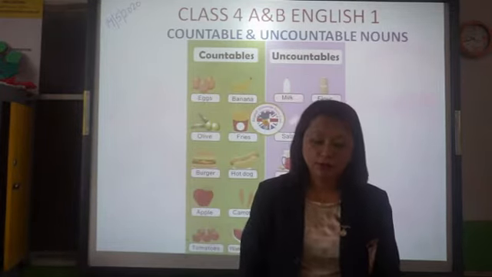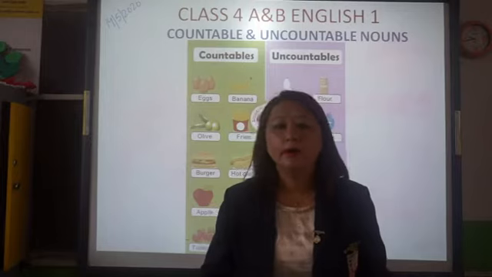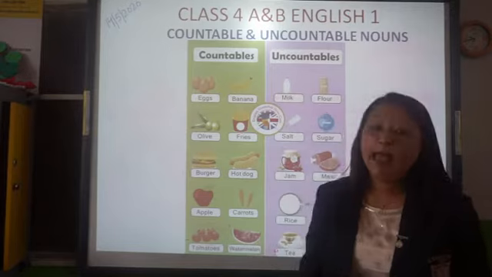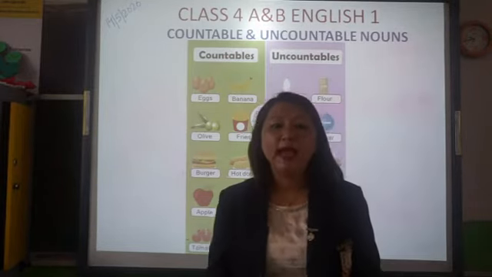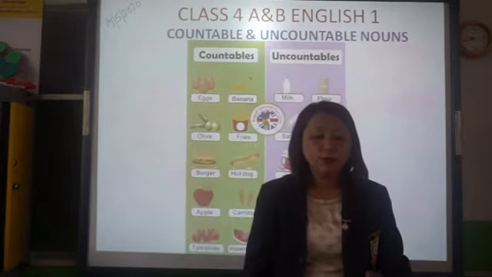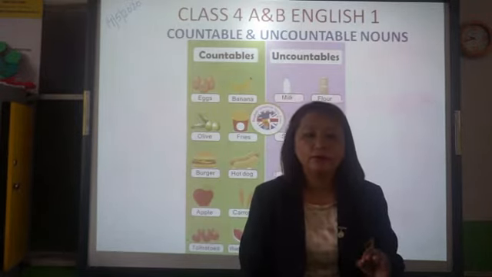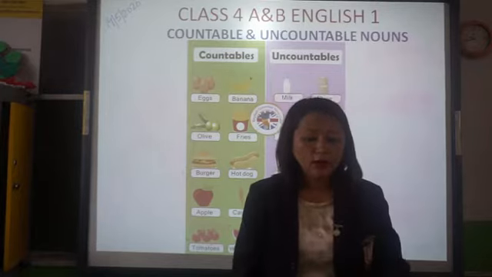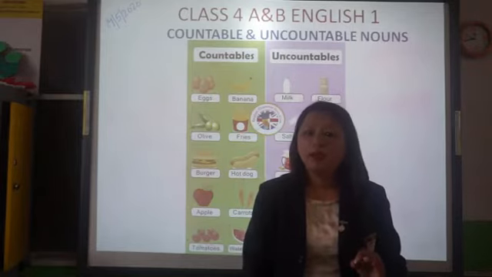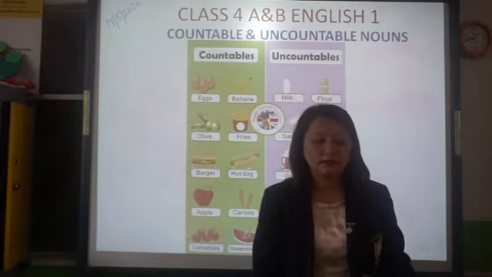For countable nouns, we use an or a number. For example, a car, an apple, 3 apples, etc. With countable nouns, we can use a singular verb or a plural verb. For example, this apple is delicious and these apples are delicious.